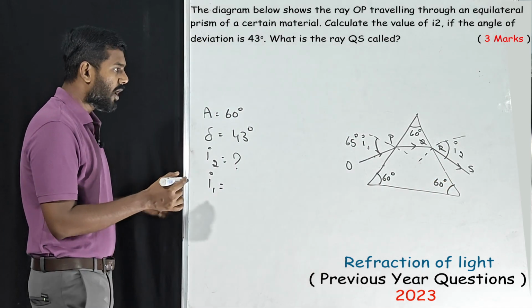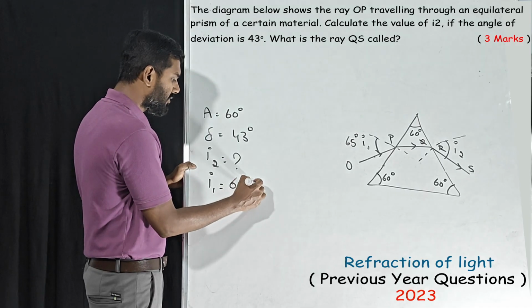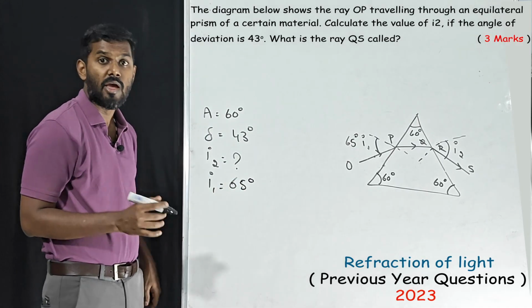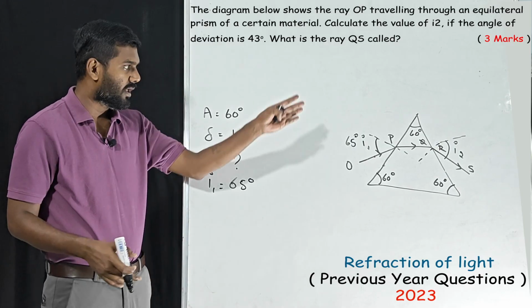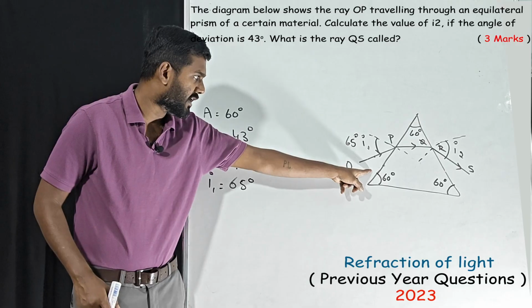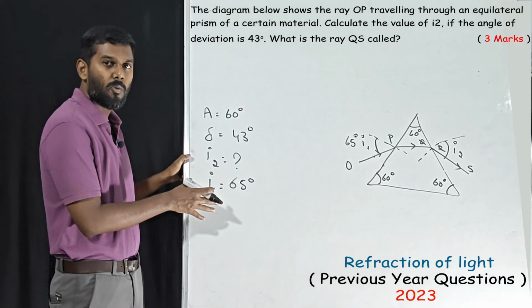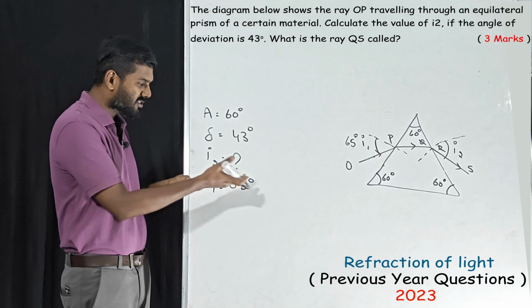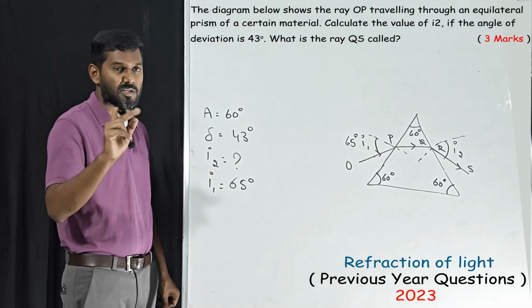Now, I2 we need to find. I1 is 65. The difference you should know, which is the angle of incidence, which is the angle of refraction. If you don't know, in this way they are going to play a game with you. They will give you this angle, you think this is the angle of incidence, and everything will become wrong. Because in the first step, according to the formula, if you substitute, the first mark is always given for the substitution.